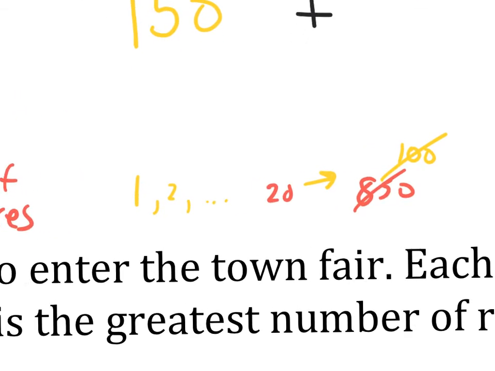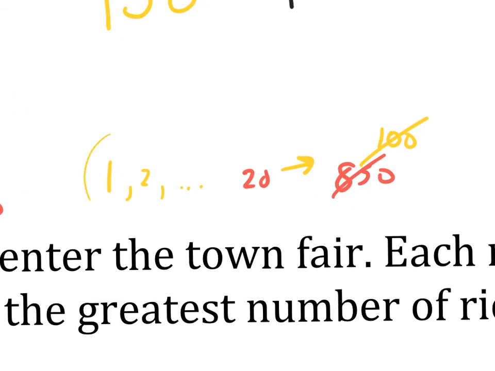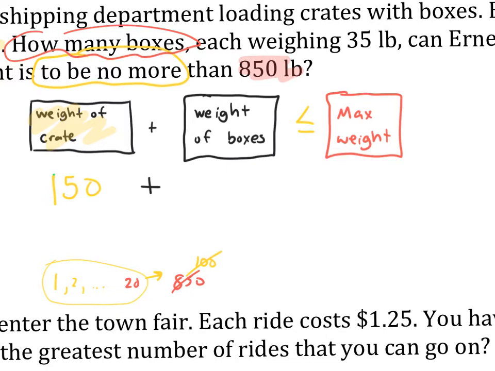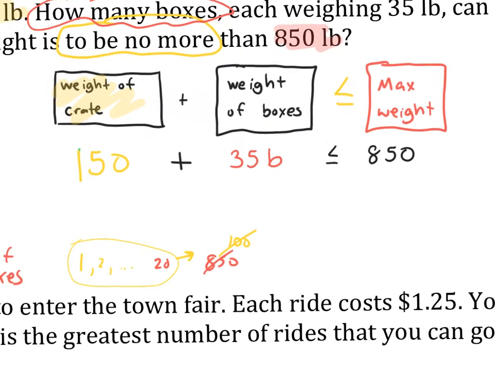So notice that we could actually get a range of numbers. Now, this isn't the answer. What we're doing is just priming the pump, making sure that we have an understanding of what kinds of numbers to get. All right, so come back up here. We know that each box is 35 pounds times the number of boxes we load in. That has to be less than or equal to the total weight of 850 pounds.